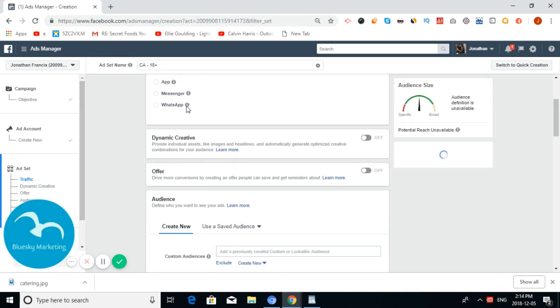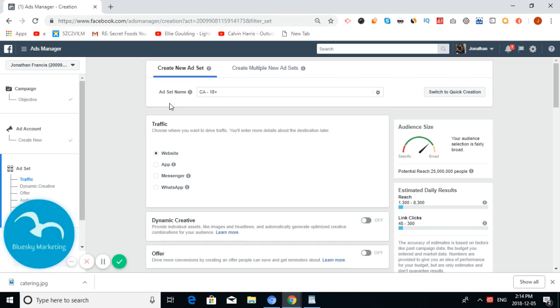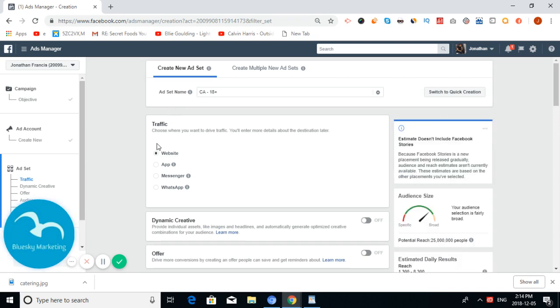So the first part of the Facebook ads creation is it's going to ask you, where do you want to drive traffic, right? Is it to a website, an app? Is it Messenger, WhatsApp, right? 99% of the time, it's going to be to a website. So we're just going to leave that ticked right there.